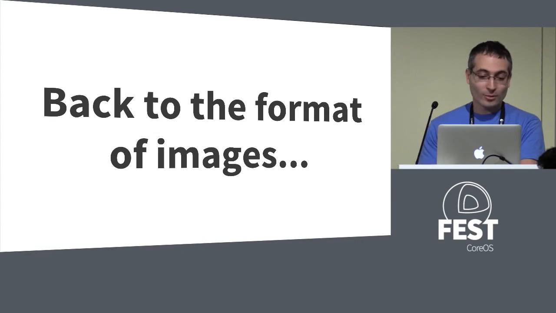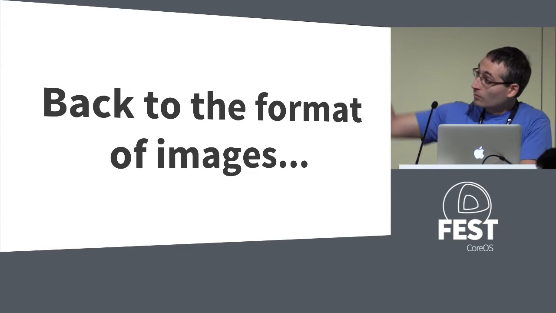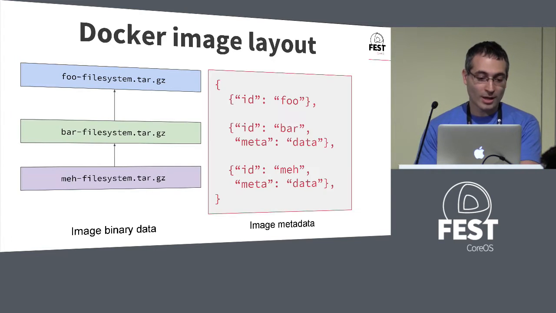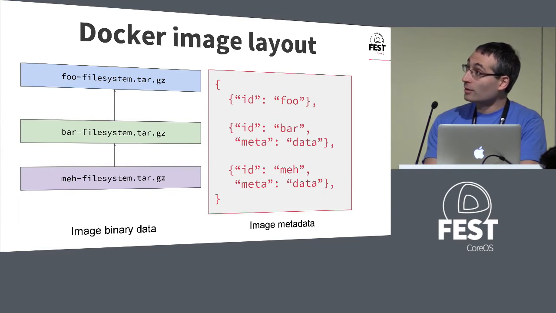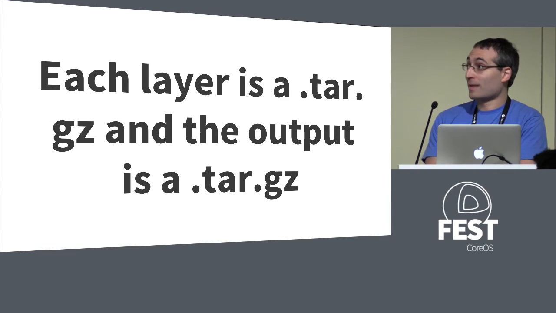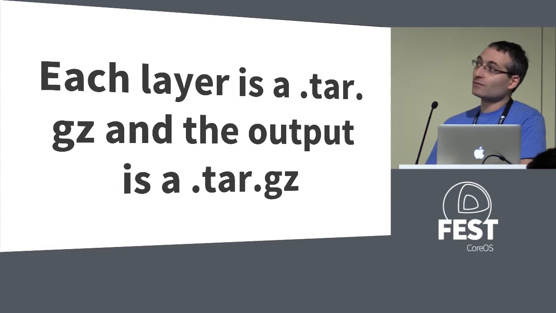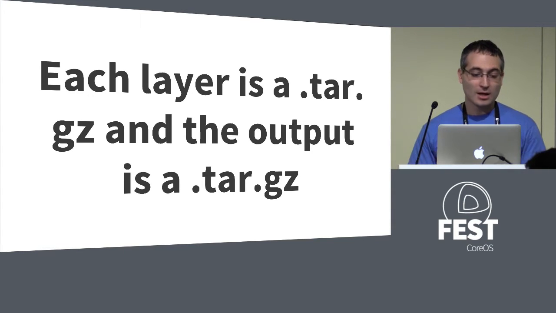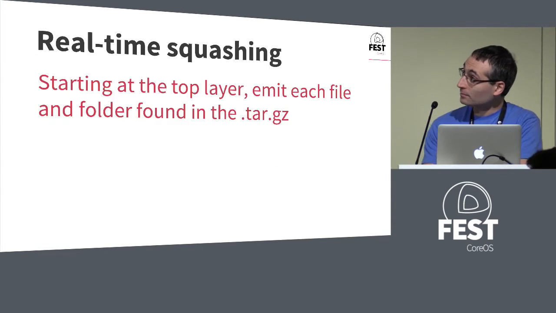If we go back to the format of the images that we saw earlier, we saw the same 3 layers in our metadata. And as we saw earlier, each layer is a tar gzip, and the output that Docker load consumes is in fact a tar gzip. We can take advantage of the fact that these are the same formats to do some really interesting things.